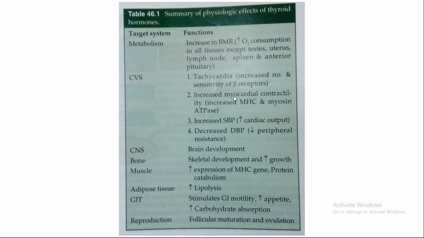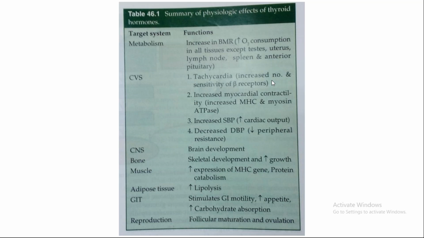So there are two parameters. First is the heart rate and second is myocardial contractility. Here first we'll see the heart rate. Thyroid hormone increases the number of beta receptors on nodal tissue. Nodal tissue means SA node and AV node. So it increases the beta receptors, and it also increases the sensitivity of beta receptors to catecholamines.